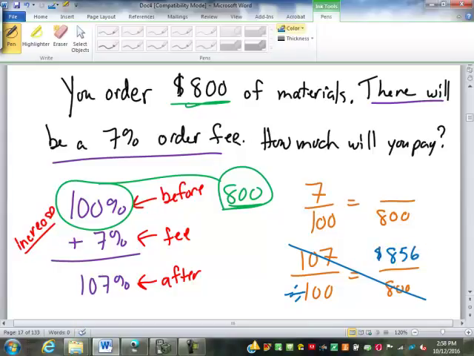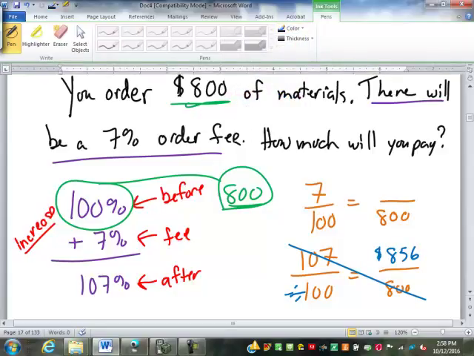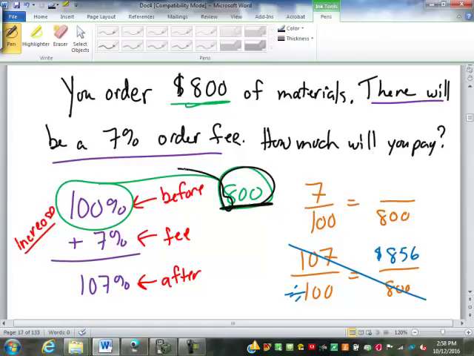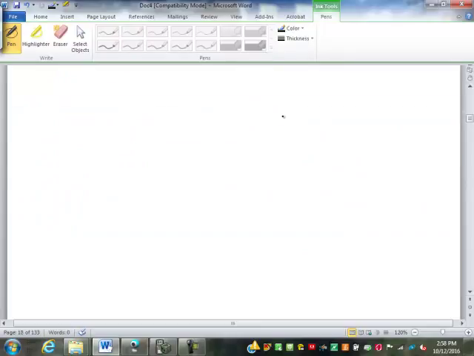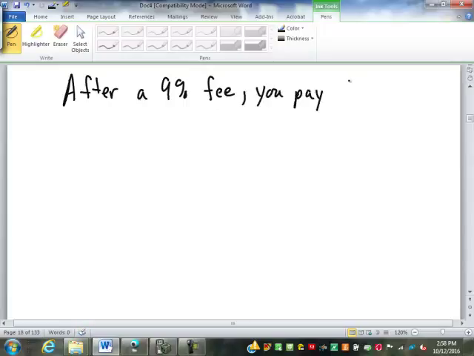Very good. But again, that was straightforward because the number we're given, the dollar amount, matches up with the 100%. It's when it doesn't match up that we end up with difficulties. So we might have, after a 9% fee, you pay $545. How much was the fee?